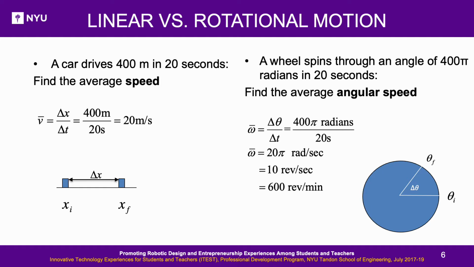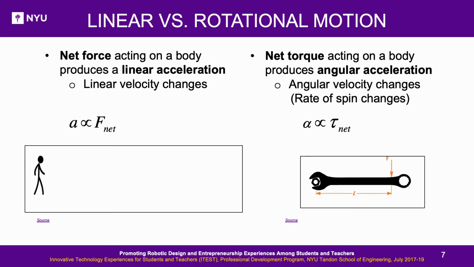Linear versus rotational motion. Based on the explanation provided in the previous slide, calculate the average linear and angular speeds. To cover a distance of 400 meters in 20 seconds, its average speed is 20 meters per second. Linear versus rotational motion. The acceleration of an object as produced by a net force is directly proportional to the magnitude of the net force in its direction, and inversely proportional to the mass of the object.